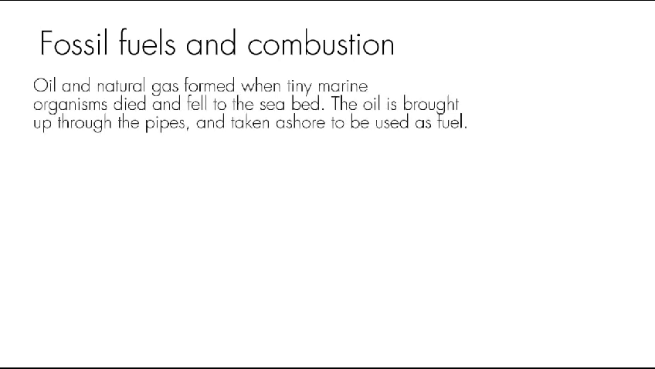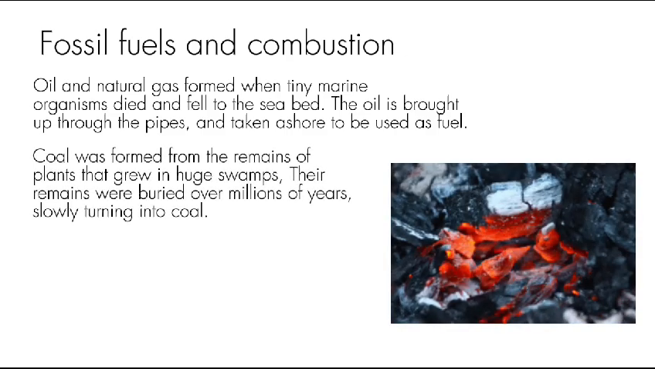Oil and natural gas formed when tiny marine organisms died and fell to the seabed. The oil is brought up through the pipes and taken ashore to be used as fuel. Coal was formed from the remains of plants that grew in huge swamps. Their remains were buried over millions of years, slowly turning into coal.